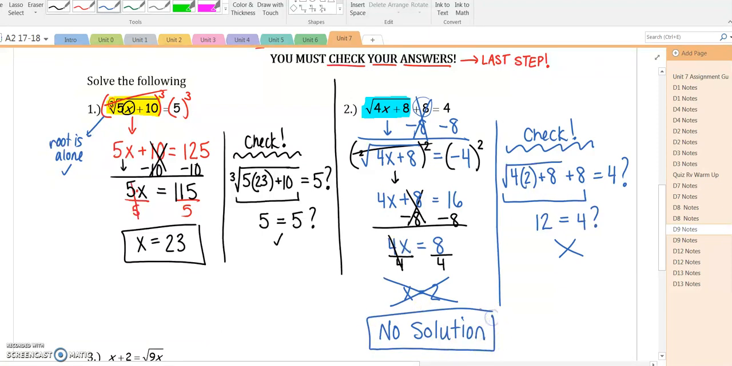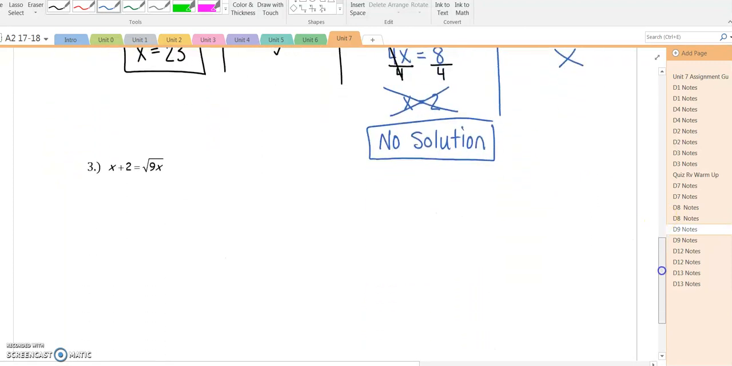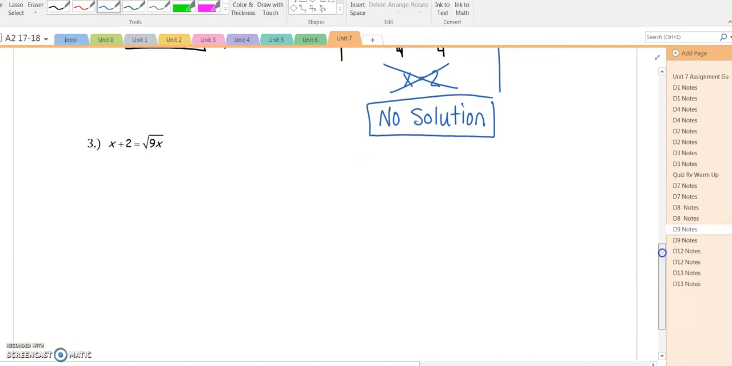All right. So that's why checking is so important, because otherwise you're going to circle x equals 2 and move on when actually that's the wrong answer, so you lose points. All right, let's try one more together. Number 3, same kind of thing.